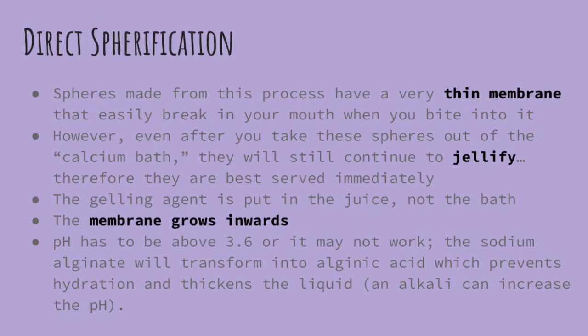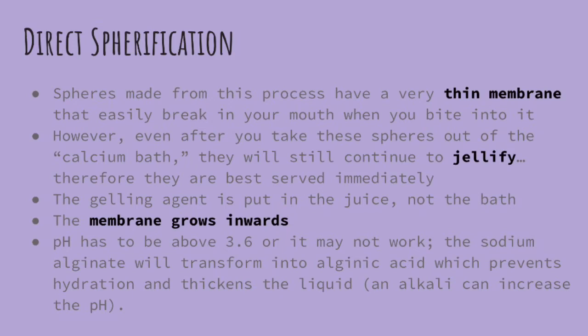One of the big negatives, though, is that even after you take the spheres out of the calcium bath, they will continue to gelify, meaning that the membrane will continue to get larger and larger until there's no juice inside and it's just pure gel. Because of this, they're best served immediately, so you can't really preserve the spheres. The gelling agent in this process is in the juice and not the bath, so the alginate will be in the juice. In this process, the membrane goes inward, so as time goes on, the membrane will continue to get larger from within.